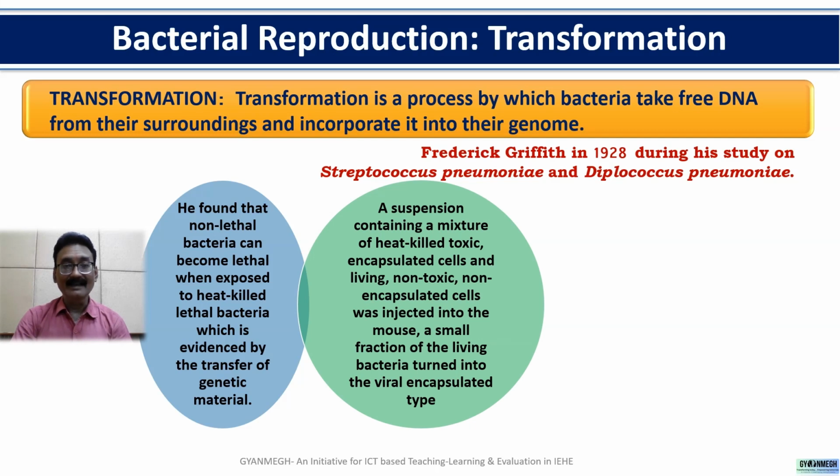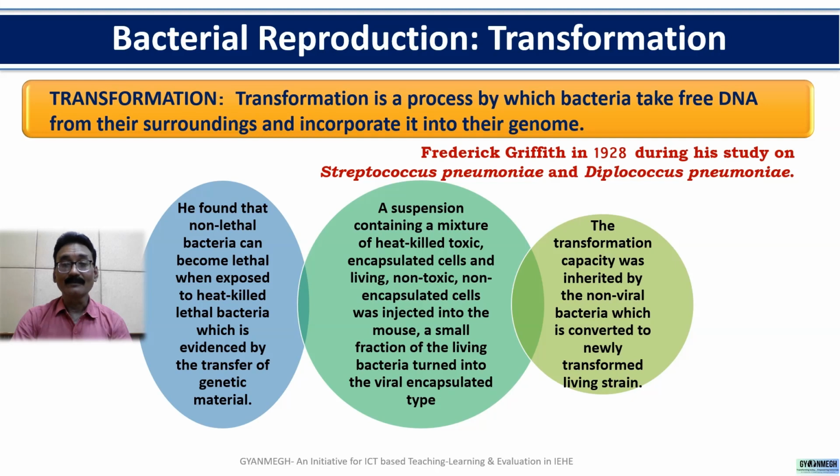A suspension containing a mixture of heat-killed virulent encapsulated cells and living non-virulent non-encapsulated cells was injected into a mouse. A small fraction of the living bacteria turned into the virulent encapsulated type. The transformation capacity was inherited by the non-virulent bacteria, which converted into a newly transformed living strain. So, in this way, Griffith found that something is transferred from the heat-killed bacteria to the non-lethal bacteria.